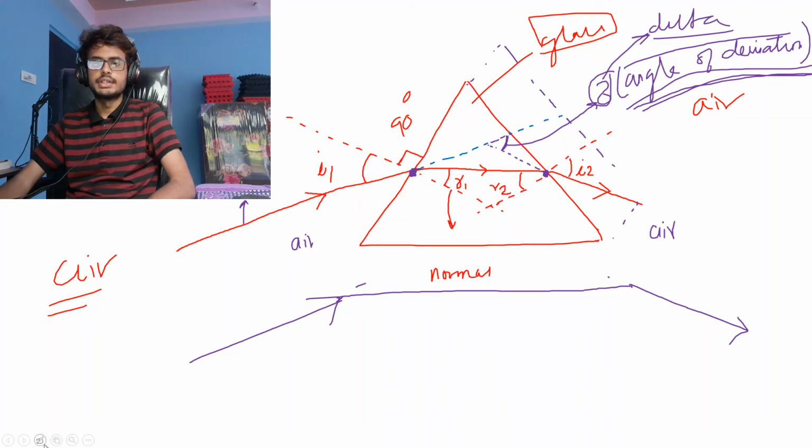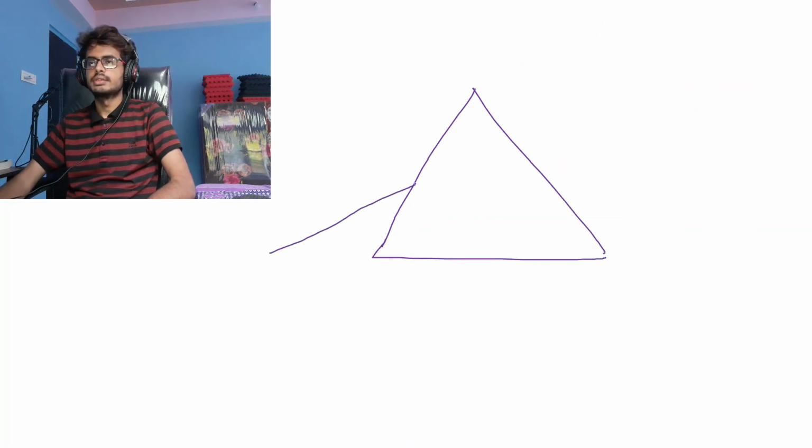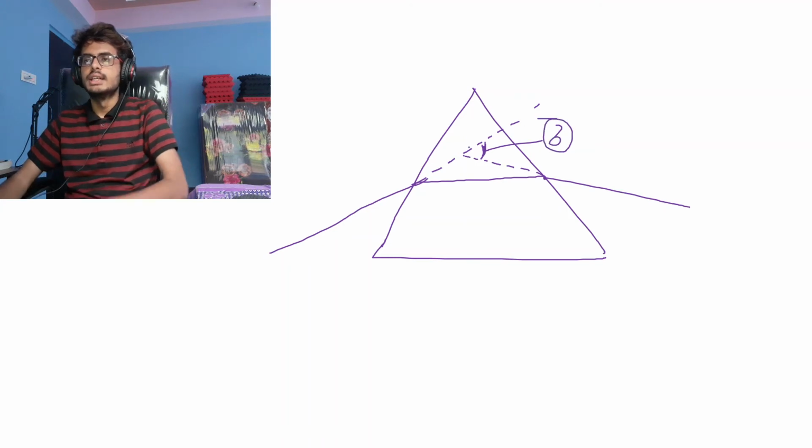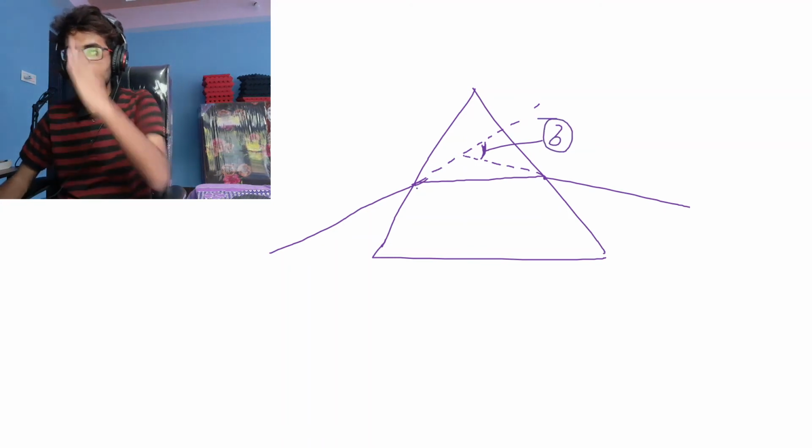So I'll draw a simplified diagram. I'll erase all this. So there's a prism, and there is a ray of light coming in. It's bending, first refraction, second refraction. I extend this ray of light straight into the path it would have taken if no refraction had happened. And this is the ray of light that I extend from the final refracted ray, and I get an angle here, right? So this angle is known as the angle of deviation, which means by this angle, this ray bent.